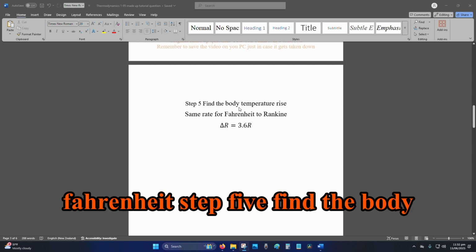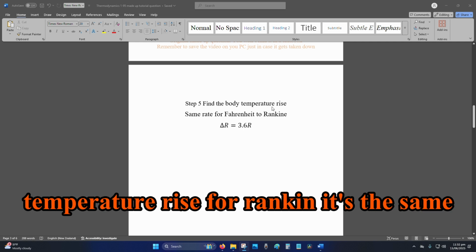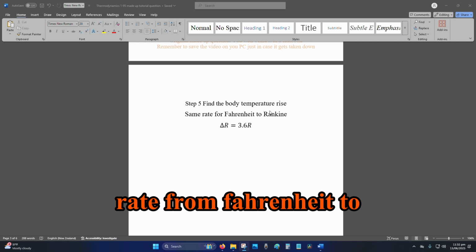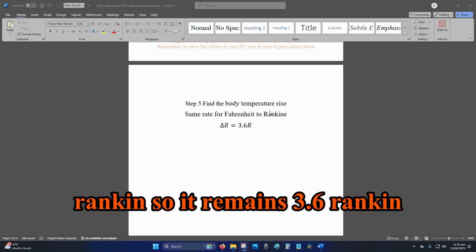Step 5, find the body temperature rise for Rankine. It's the same rate from Fahrenheit to Rankine, so it remains 3.6 Rankine.